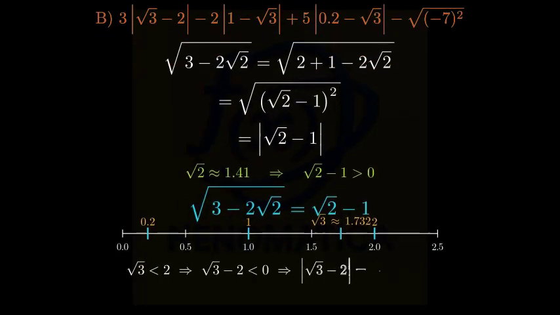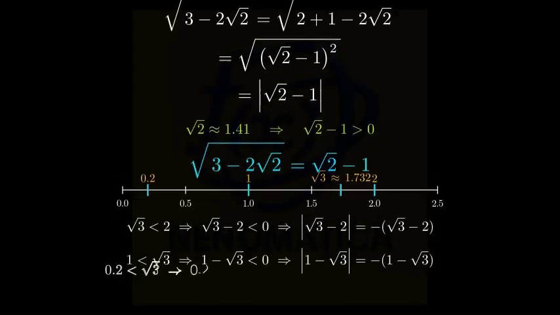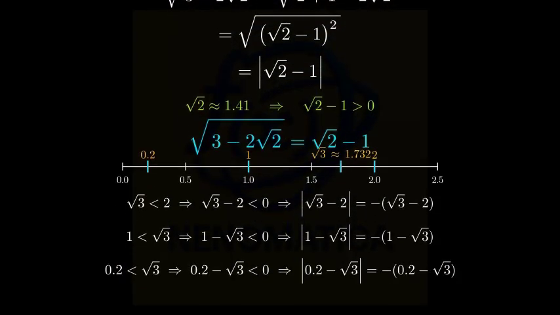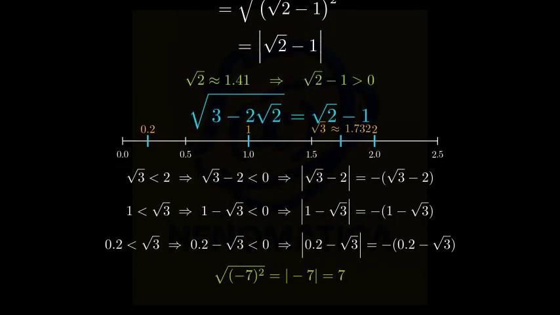Since square root of 3 is less than 2, the difference square root of 3 minus 2 is negative, so its absolute value equals the opposite. Since 1 is less than square root of 3, 1 minus square root of 3 is negative, so its absolute value equals the opposite. Since 0.2 is less than square root of 3, 0.2 minus square root of 3 is negative, so its absolute value equals the opposite. Finally, the square root of negative 7 squared equals 7 because it is the absolute value of negative 7.